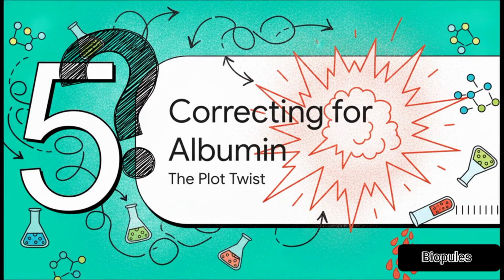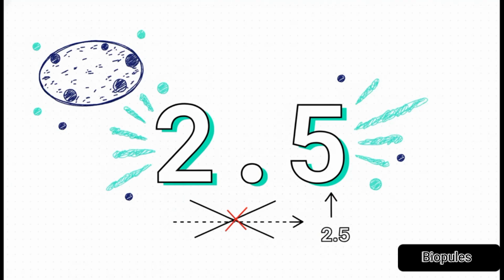And now, Section 5, Correcting for Low Albumin, the Plot Twist. Okay, here's where we hit a massive, often missed clinical plot twist that can completely derail your diagnosis. Remember those hidden, unmeasured anions we just talked about? Well, albumin is a major one. It's a protein absolutely covered in negative charges.